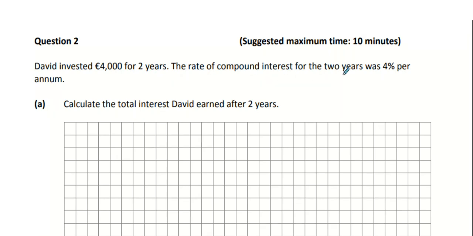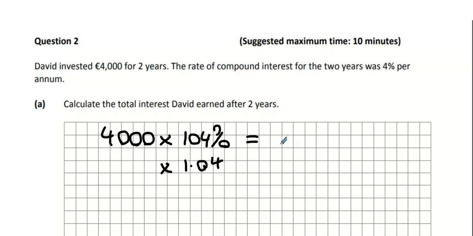€4,000 for 2 years, and he keeps getting an extra 4% every year. So here's what we're going to do. We're going to do 4 grand, and we're going to multiply it by 104%, or some people might multiply it by 1.04. What you get after the first year? 4,160. Who got that? You get that? 4,160.